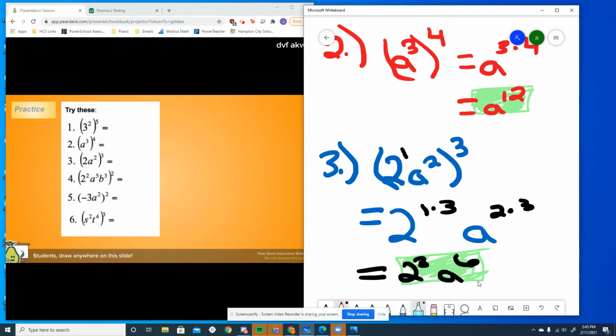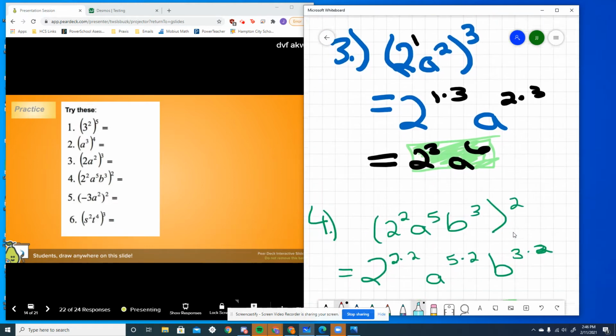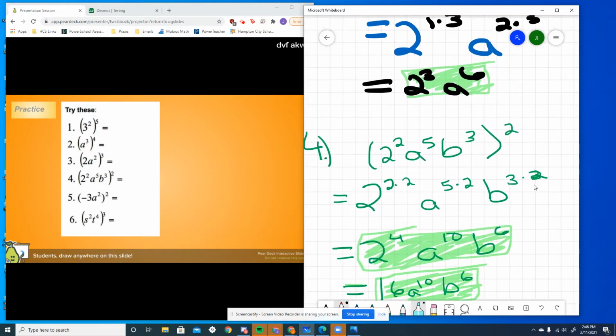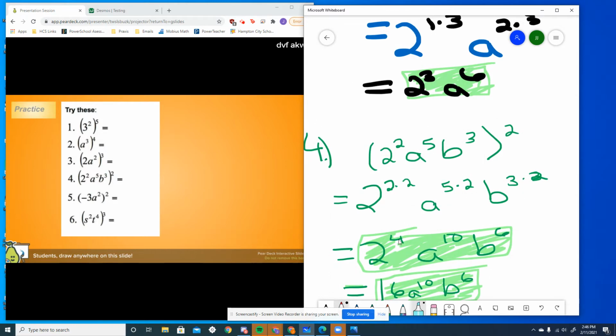Okay. I want you to go ahead and try number 4. See what you get for number 4. 2 squared, a to the 5th power, b cubed, all of that to the power of 2. All right. Let's take a look at it. We see that these all have exponents already, so I don't have to put any imaginary ones. 2 times 2 is 4, and then 5 times 2 and 3 times 2. Well, 2 to the power of 4, a to the power of 10, and b to the power of 6.